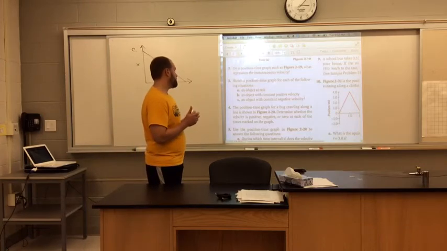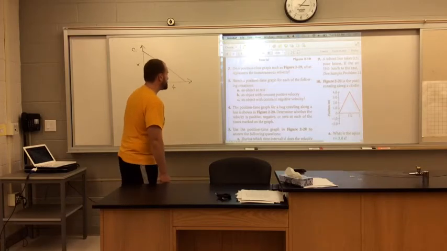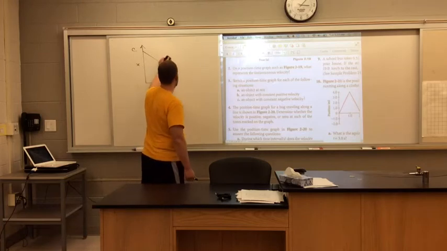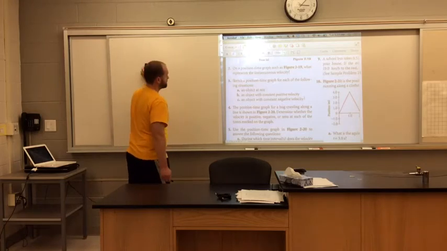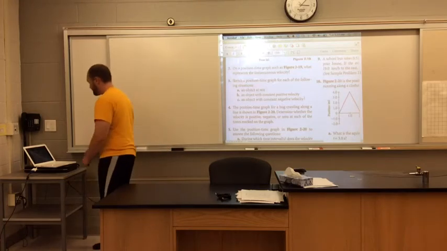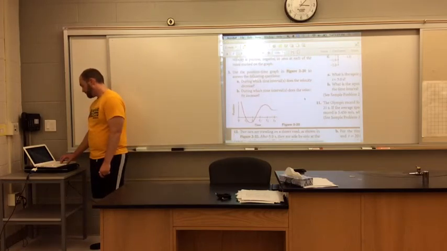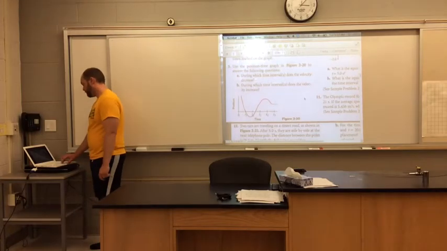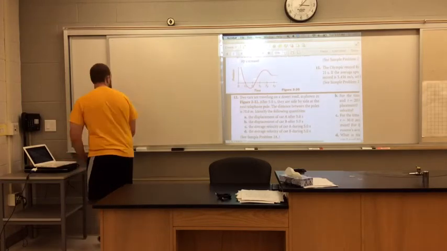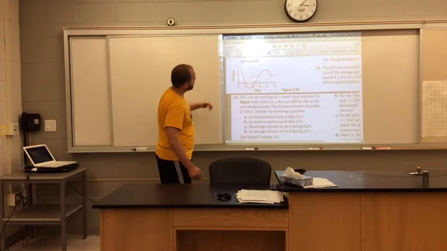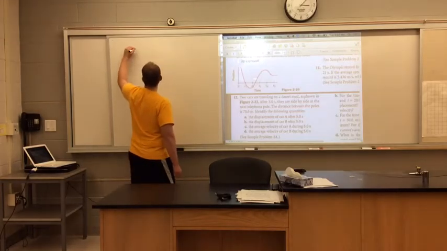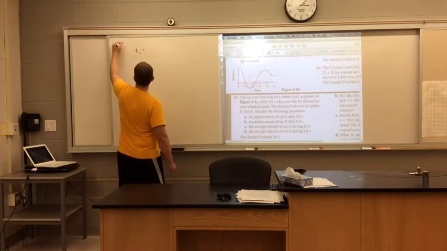Number 4. The position time graph for a bug crawling along a line is shown in figure 2-20. Determine whether the velocity is positive, negative, or 0 at each of the times marked on the graph. Let me do that. First, let me find figure 2-20. All right, so here's figure 2-20. I'm doing problem number 4 right now.